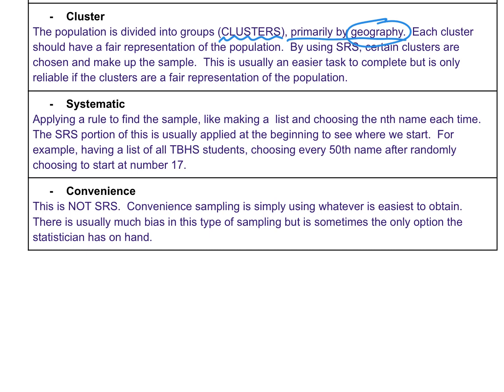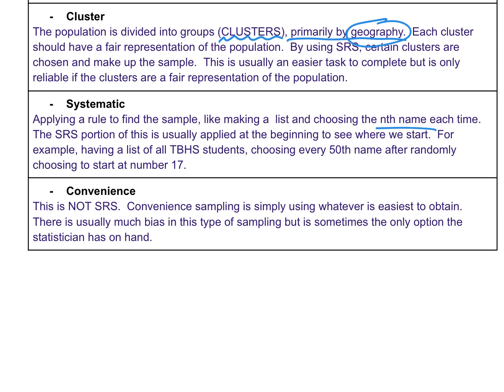And then we get into systematic. So this is just simply applying a rule to find a sample, okay? For instance, making a list and choosing the nth name each time. So the SRS portion of this is usually applied at the beginning to see where we start. For instance, having a list of TBHS students and choosing every 50th name after randomly choosing to start at number 17. Okay, so that would be systematic. I developed a system, and that is what I'm going with. So that's a good example there that's already in there.